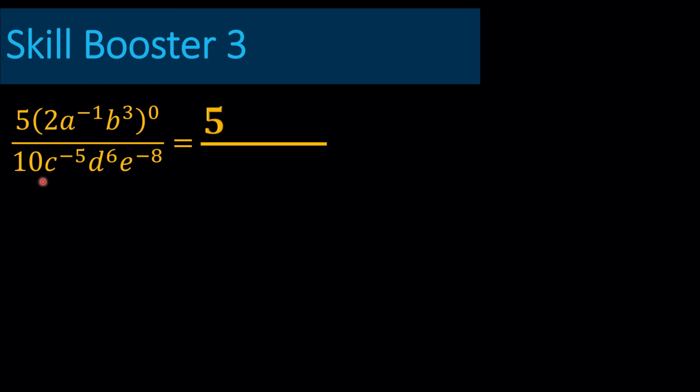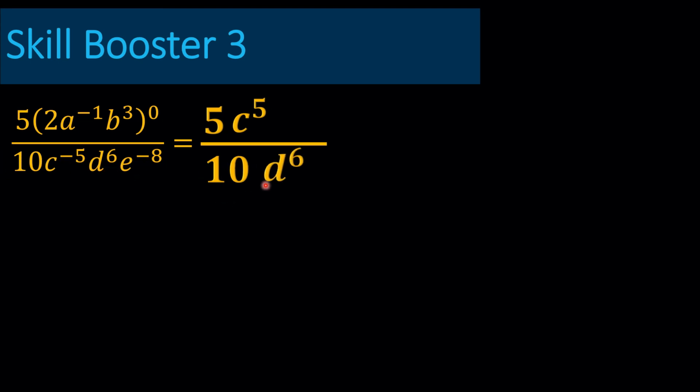Next is we have a negative exponent. Remember what I told you earlier. To make it positive, just transfer it to the numerator. So we have c to the power of 5. D to the power of 6 is having a positive exponent, so it will remain on the denominator. So you have d to the power of 6 on the denominator.